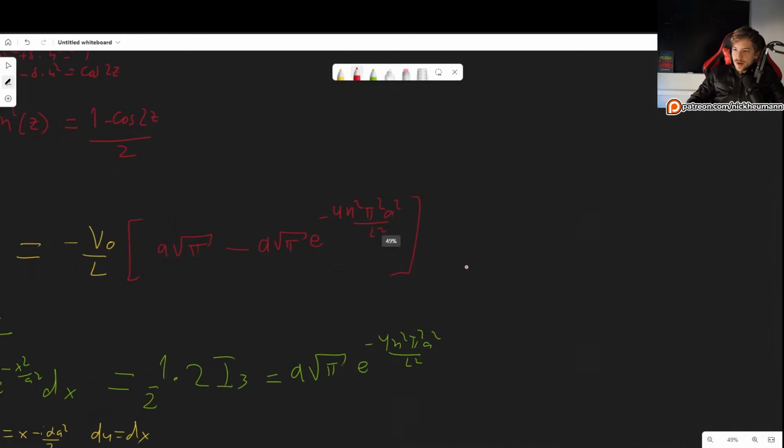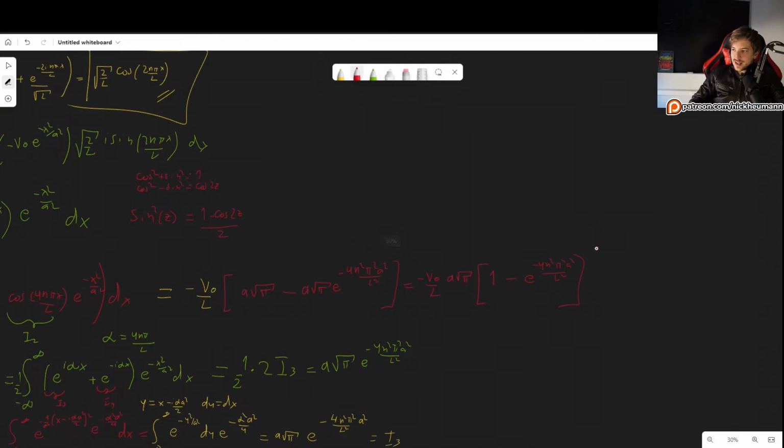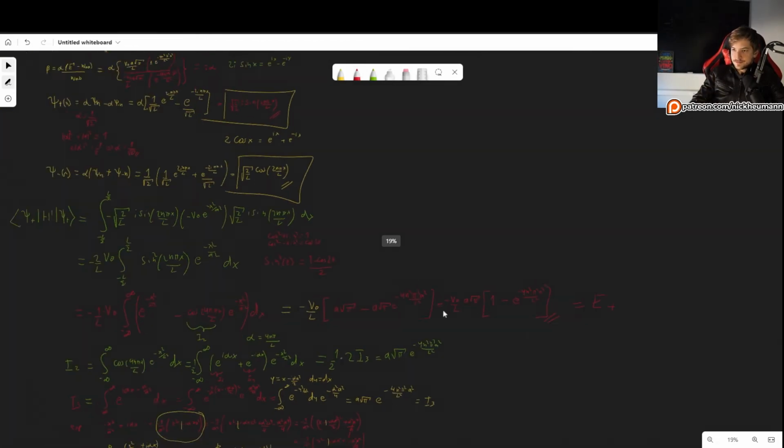So we can now factor out this thing, so minus v0 over L, and then we have a square root of pi, and this is 1 minus e to the minus 4n squared pi squared a squared L squared. So there we have it. This is the energy corresponding to the plus case.